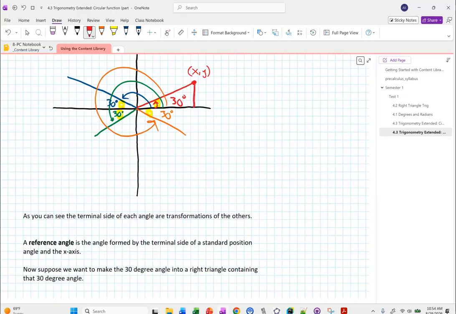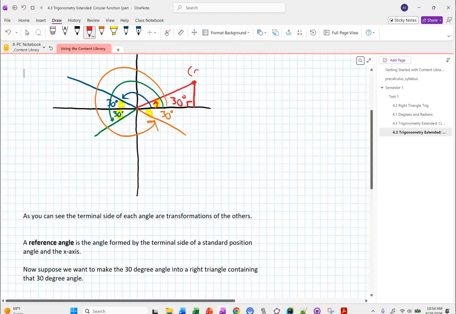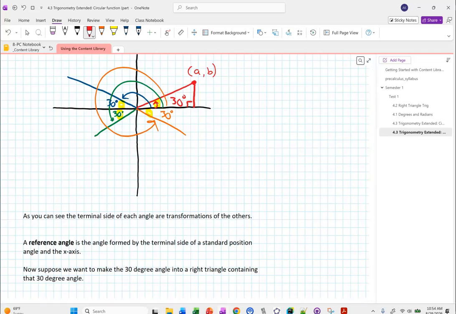And I'm just going to drop a perpendicular down to the x-axis. So now I have a right triangle that contains that 30-degree angle. Everybody's good? And for the sake of clarity, instead of calling this point x comma y, I'm going to call it a comma b. It's a little abusive if I keep calling everything x, y. I'll call it a comma b. Is that okay? Everybody's okay with what we did there, right? All right.